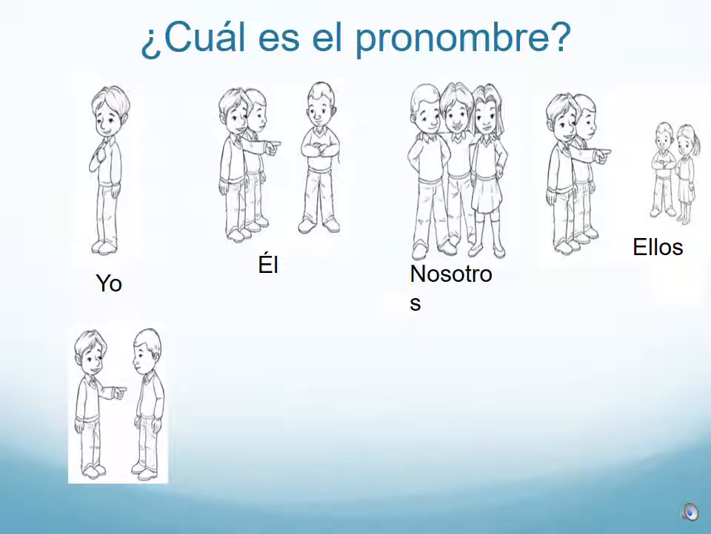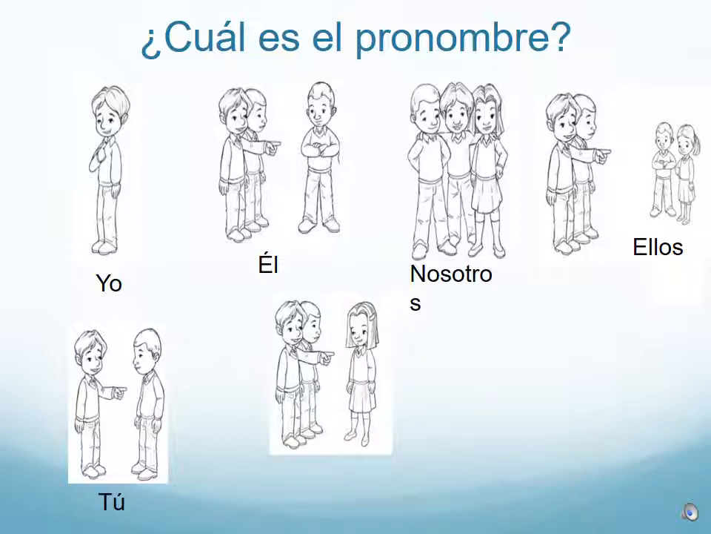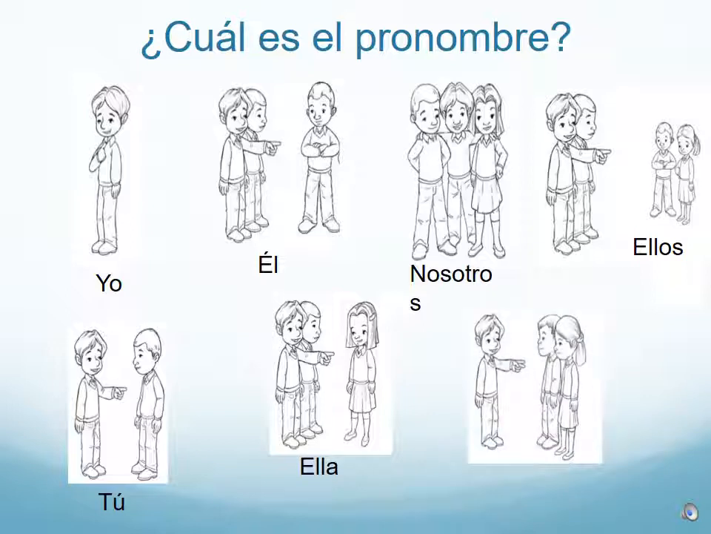Here we have a boy directly speaking to one other boy. They're probably friends. They're about the same age. So, do you think it would be formal or informal? Muy bien. Tú. Now the two boys are talking about a girl. So, what is the pronoun going to be again? Ella. Muy bien. And here the boy is addressing a group of two people. He's speaking directly to them. So, what would the pronoun be? Vosotros or ustedes, right? Depending on where you are.